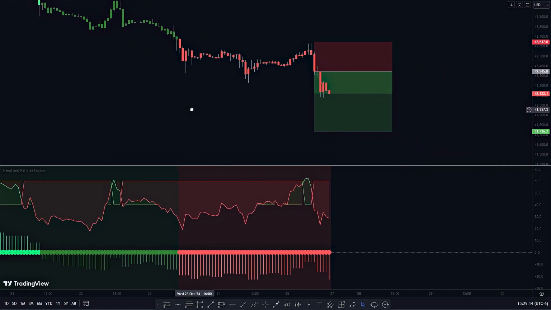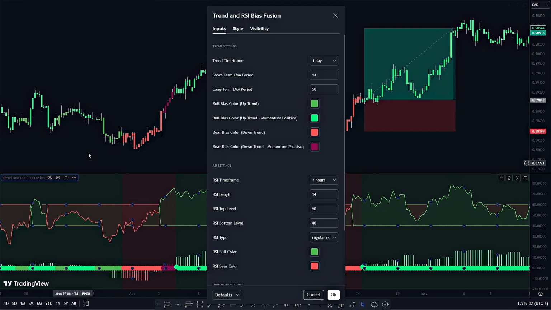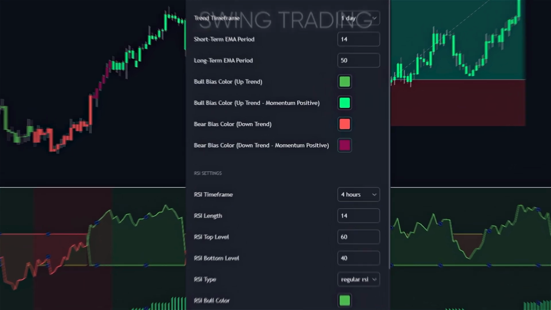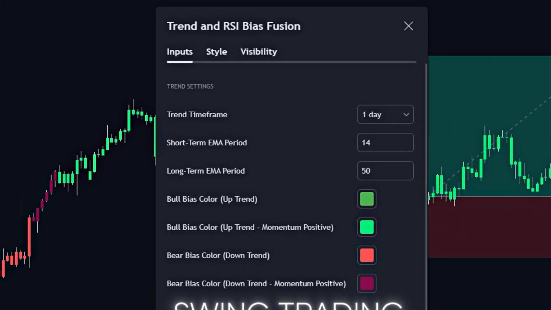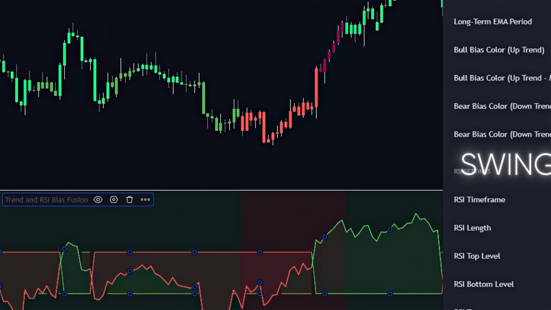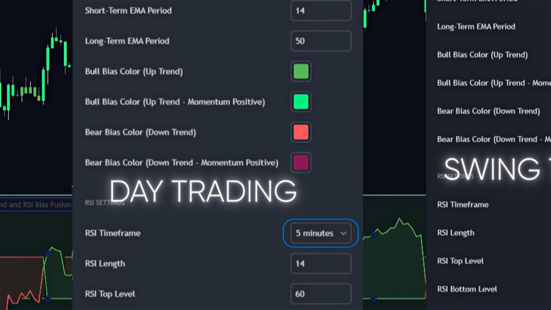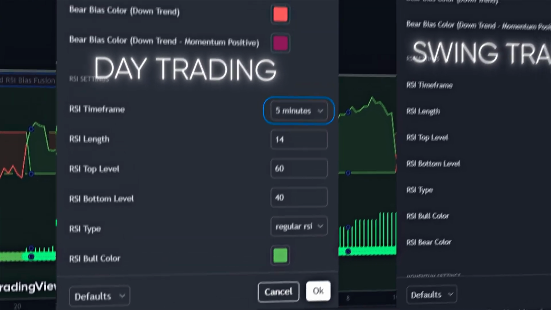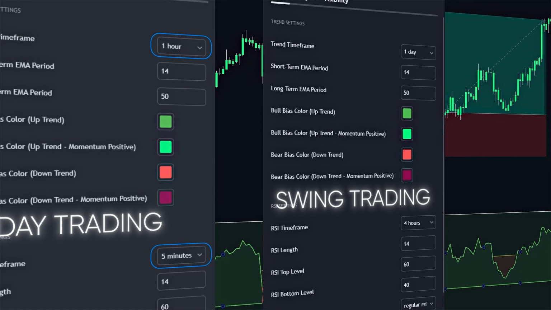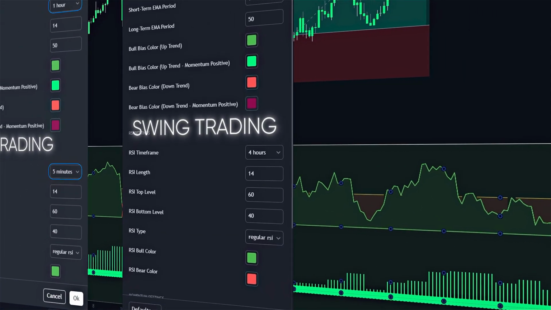Now let's move on to the examples of how to take trades with this system. First, we need to configure the indicator according to the type of trading to be performed. For example, for swing trading, we can leave the default settings in a time frame of 4 hours. For day trading, we can set the trend time frame to 1 hour and the RSI to a 5-minute time frame. Something important is that the RSI time frame must be the same as the time frame to be traded, and the trend time frame must be greater than the RSI time frame.